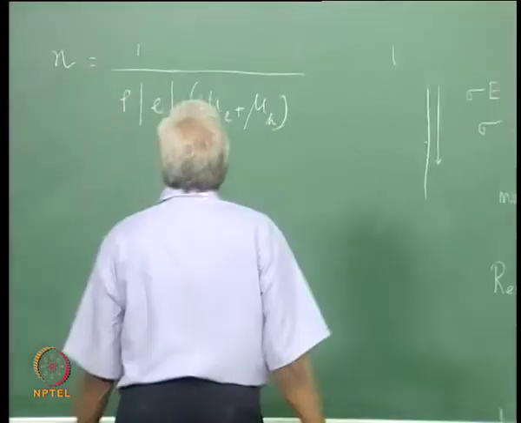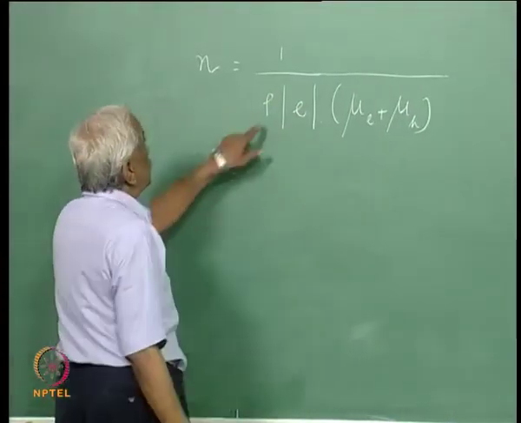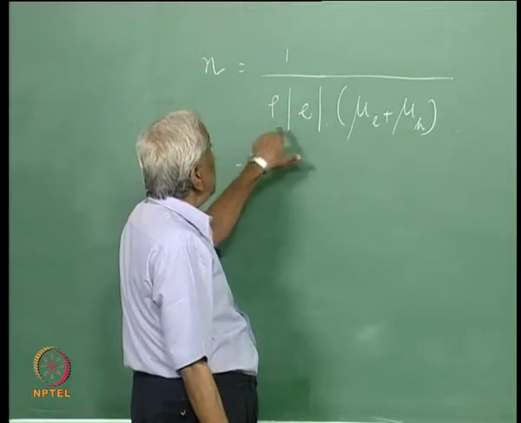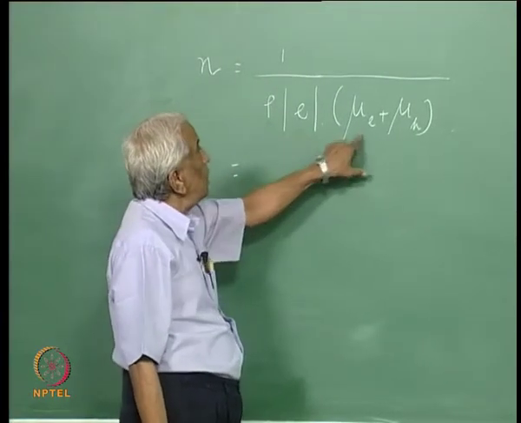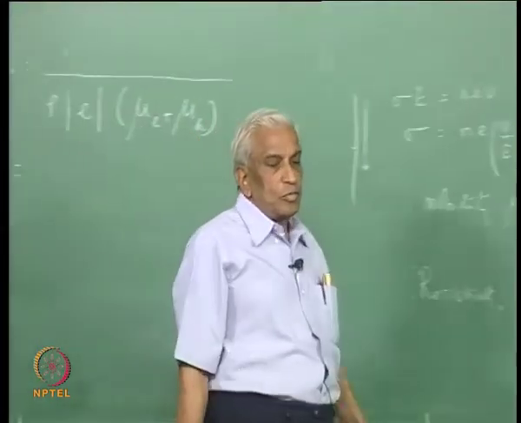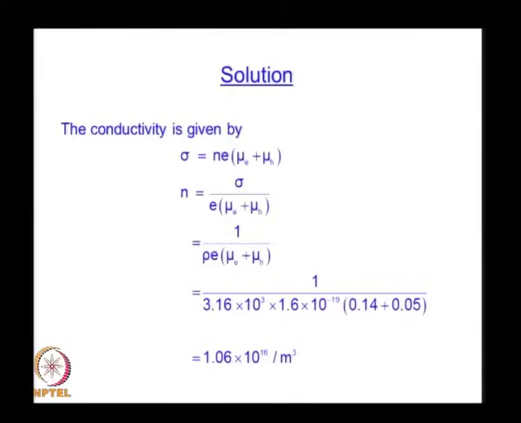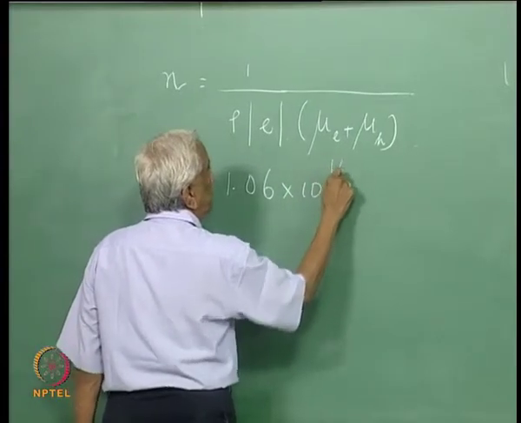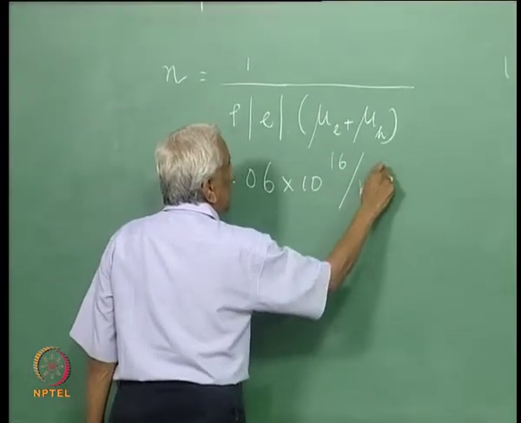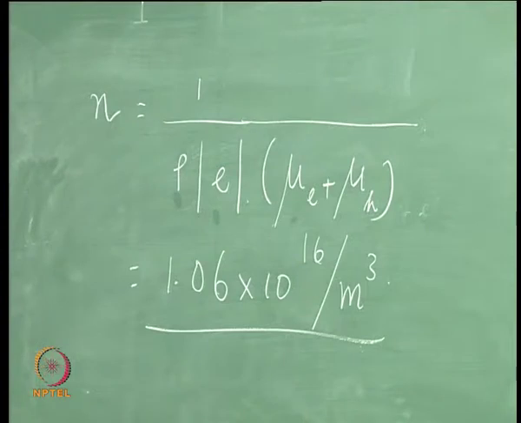So, plugging in the given values for the resistivity, the electronic charge, which is a standard value, and the values of the mobilities, which are given. Substituting all this, we get the carrier concentration as 1.06 into 10 to the power 16 per meter cube.